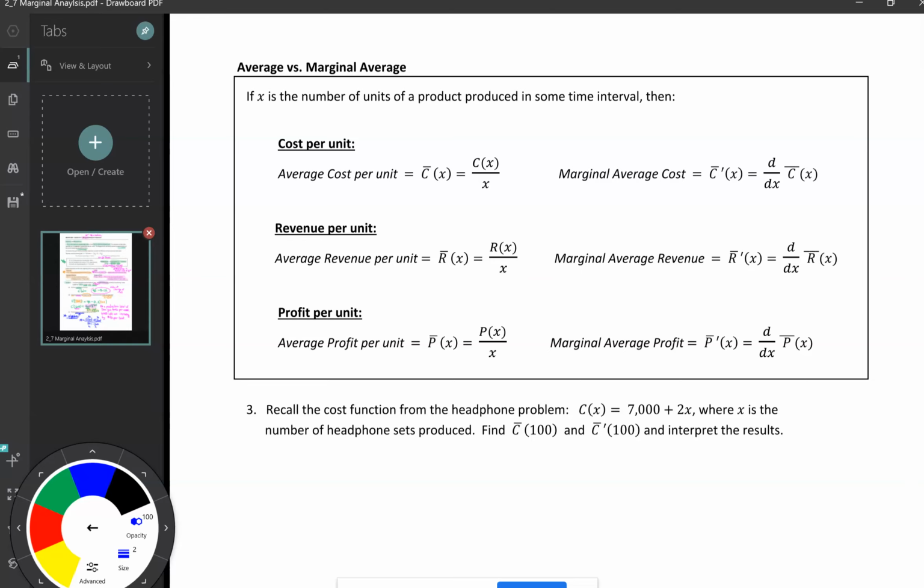Someone can type it in the chat. Yeah, so what do you do if you want to find your average test grade? What's the process? Yeah, you add and divide, right? Add them all together and divide. That's right. So that's what we're doing here.